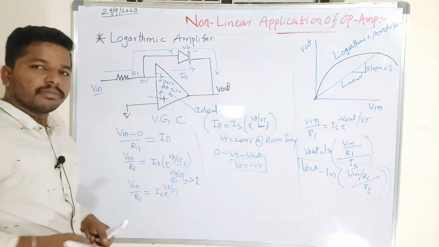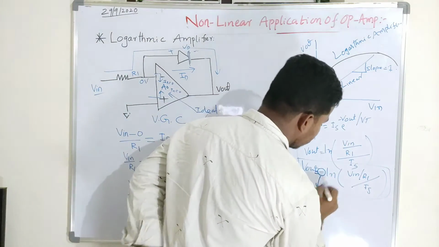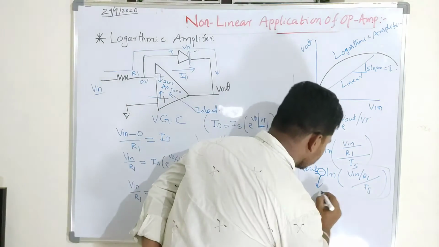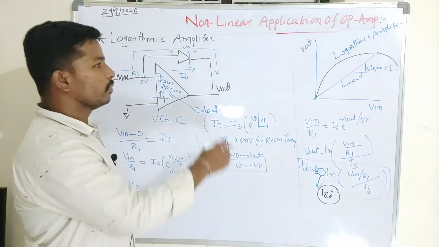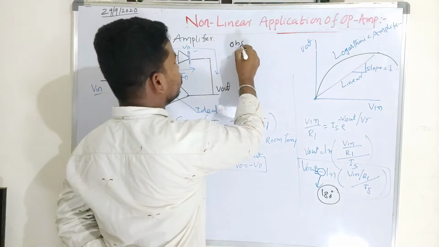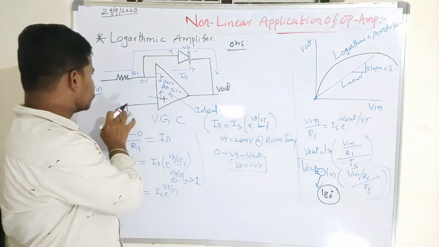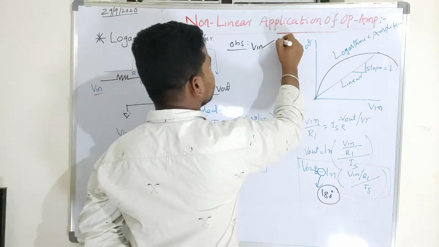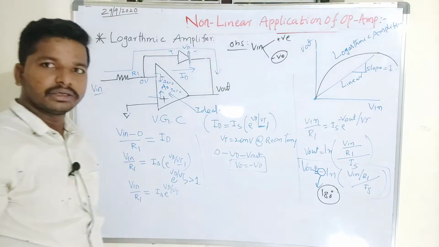So we can make some observations here. V output has a negative sign, so it provides a 180 degree phase shift. This is not a problem for us. If I make some observations here, I have two possibilities, right? V input can be positive, or V input can be negative.